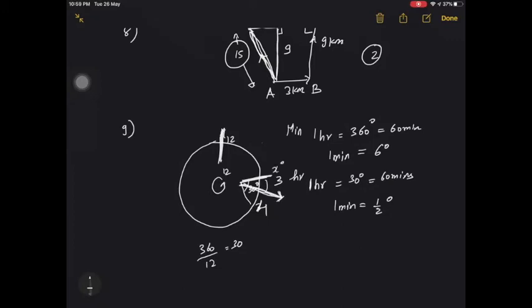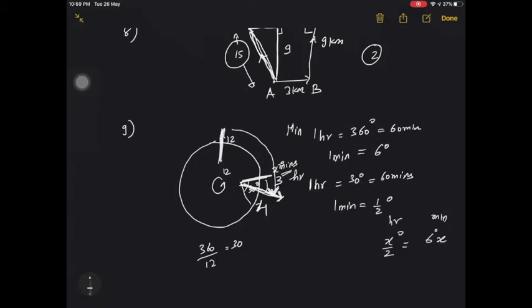Let's say they are meeting at x minutes. So what can I say? The hour hand will travel x by 2 degrees. Similarly, the minute hand will be traveling this much distance, the angle will be this much in those x minutes. So can I say that will be 6 into x? Because 6 degrees for 1 minute, x minutes will be 6x degrees.